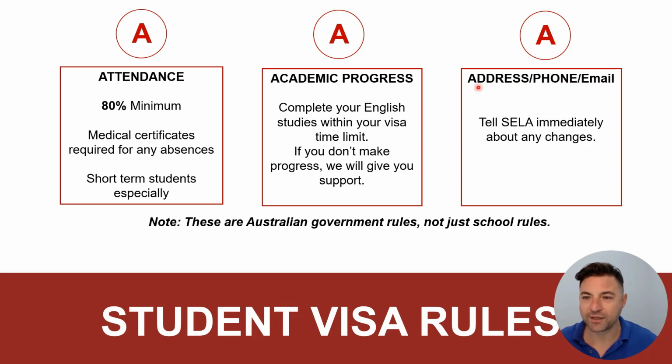And your address and phone number, you need to update us, or you need to tell reception immediately if you change your address or telephone number. Please note, these are not our rules, or these are not just our rules. These are the rules of the Australian government, so we all need to follow them. Student visa rules.